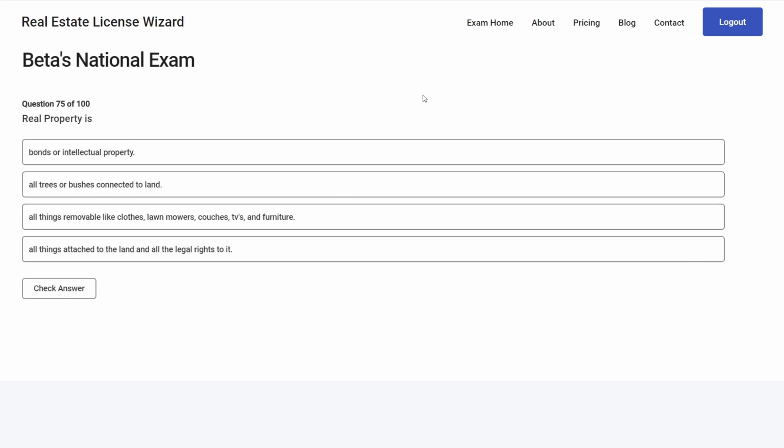75. Okay, a pretty basic one. Real property is, four options: is it bonds or intellectual property, all trees or bushes connected to land, all things removable like clothes, lawnmowers, couches, TVs, and furniture, or all things attached to the land and all the legal rights to it? All right, so think that one over.